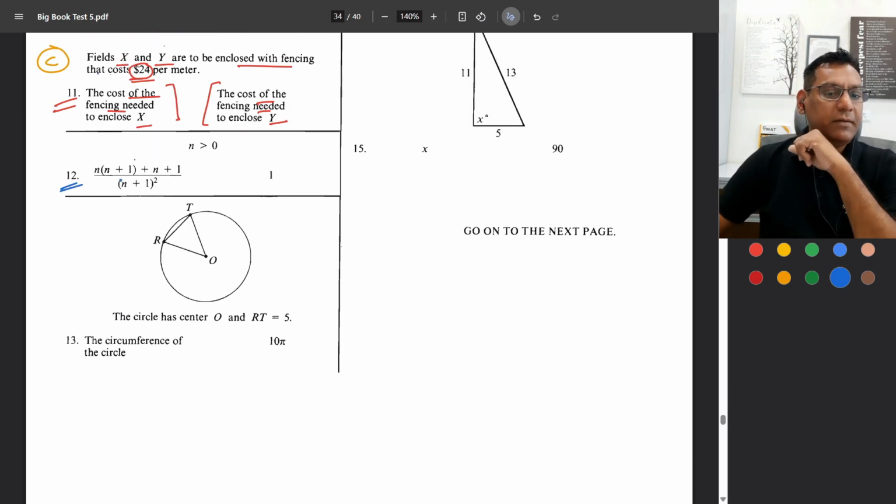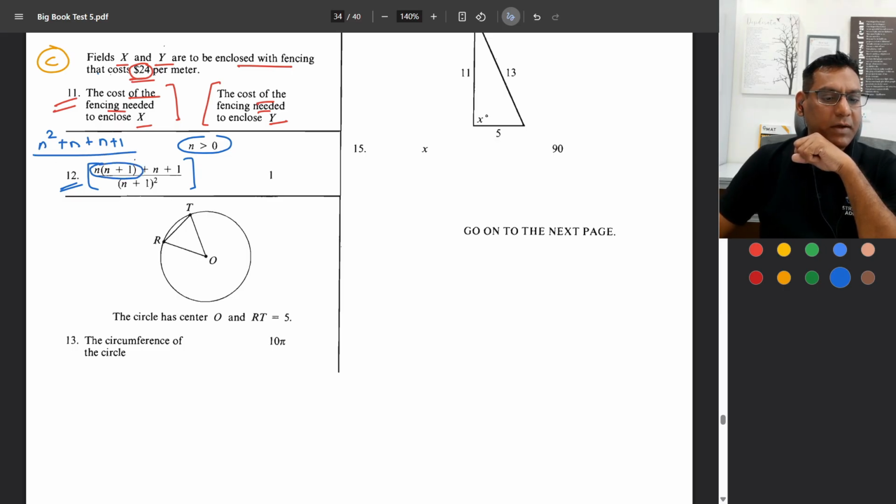Okay, question 12, n is greater than 0. n into n plus 1 plus n plus 1, over n plus 1 square. Easiest way is to simplify this. What do I get here? I get n square plus n plus n plus 1, so this is n square plus n divided by n plus 1 square, right? On the top I get n square plus 2n plus 1. On the bottom also, if I expand this term, I get n square plus 2n plus 1.